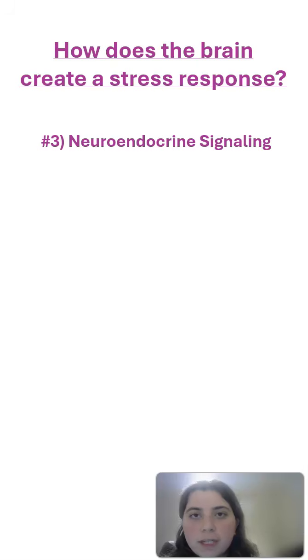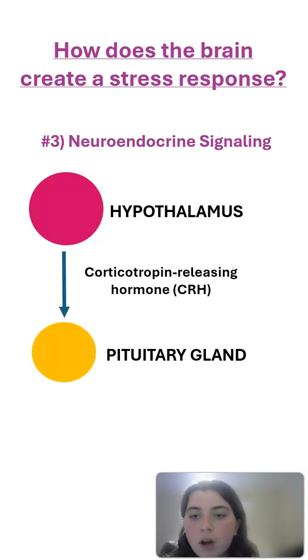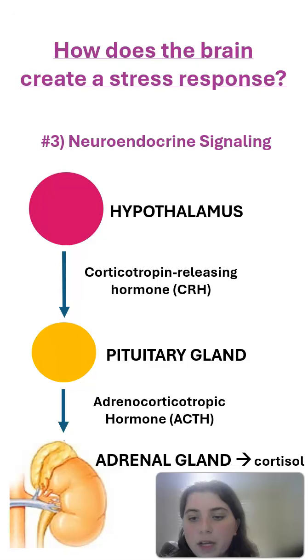Lastly, neuroendocrine signaling occurs in order to initiate a bodily stress response that'll help you escape that dangerous sighting. First, the hypothalamus, a gland in your brain, is going to release something called corticotropin-releasing hormone, a chemical that'll travel to the pituitary gland, and the pituitary gland will then release another chemical to the rest of your body called adrenocorticotropic hormone, or ACTH, which will stimulate another gland on top of your kidneys called the adrenal gland to release cortisol, initiating what we recognize as a stress response.